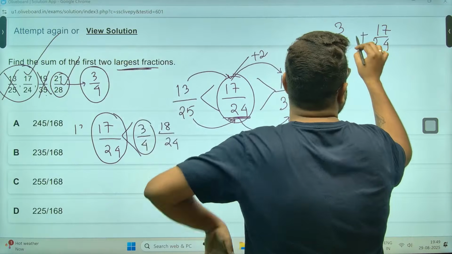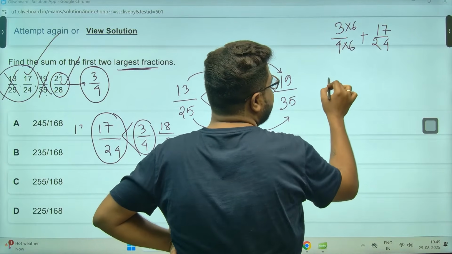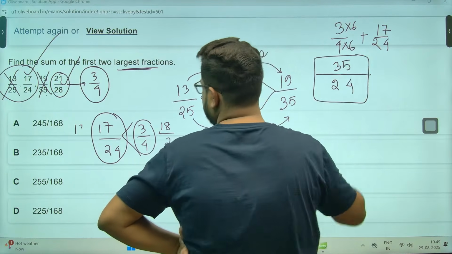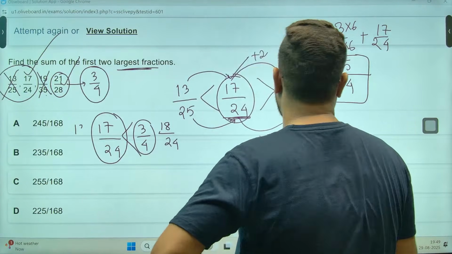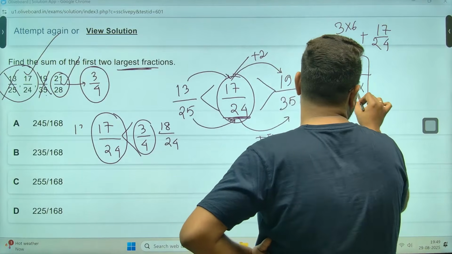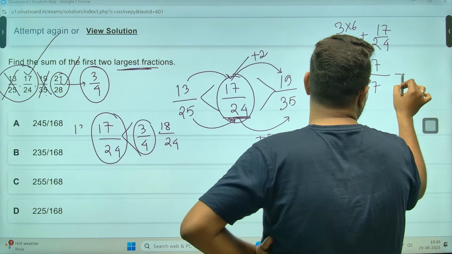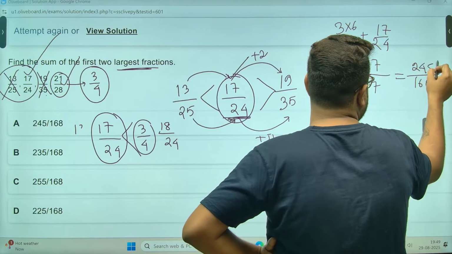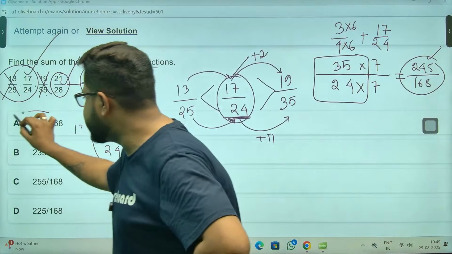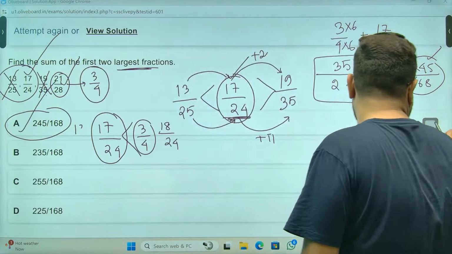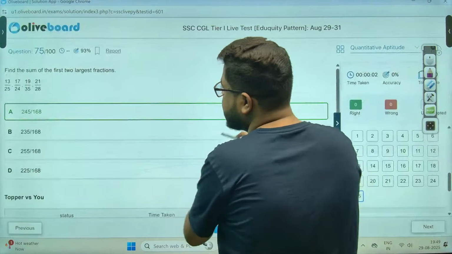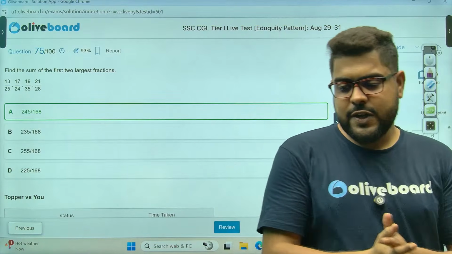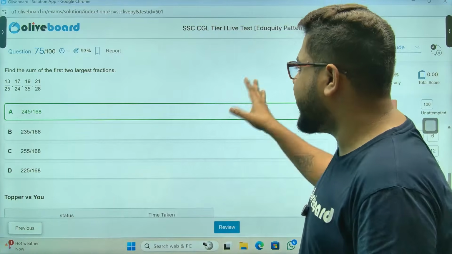Sum they are asking. So that means into 6 into 6. 24 and 17 and 18, 35. That will be the answer. 168, 7 times, so this is 168, 210, 245. You see, 245. Option A. That is most definitely your correct answer. That was your question number 75th and the last question.